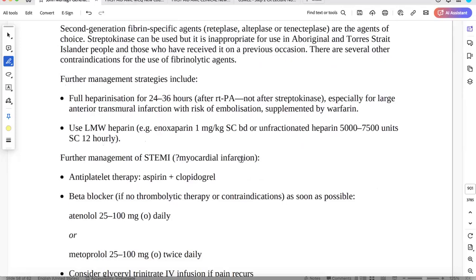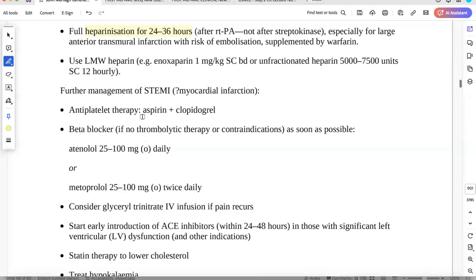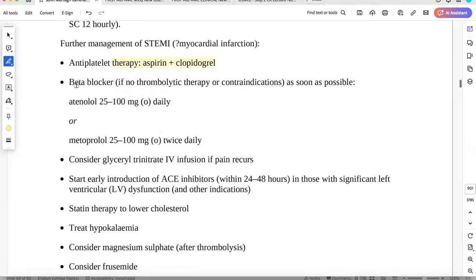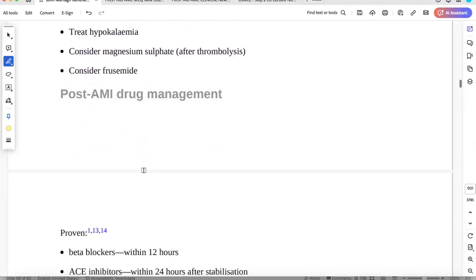Once all these things are done, the second line management or further management will be full heparinization. So you would be using low molecular weight heparin. And then after the management, the patient will be continued on aspirin, clopidogrel, beta blocker, nitrate. So these are all after the treatment, which means after the stent has been done.